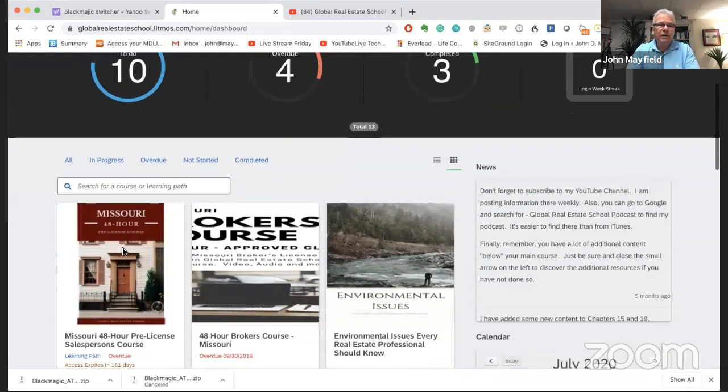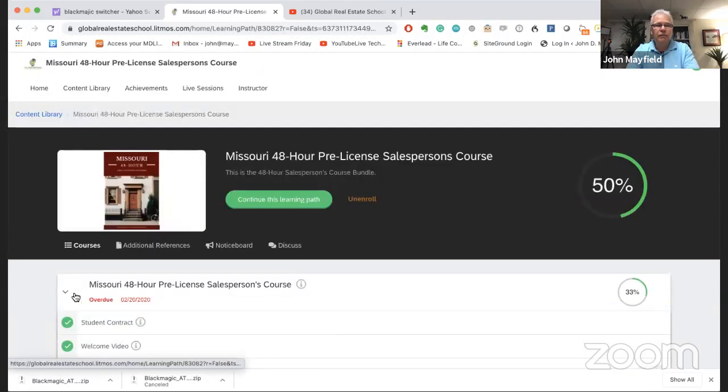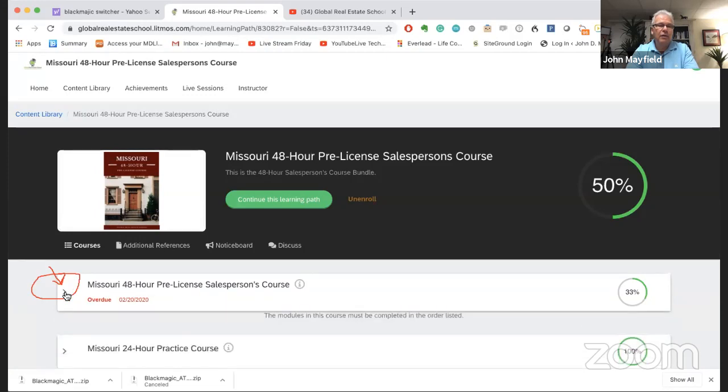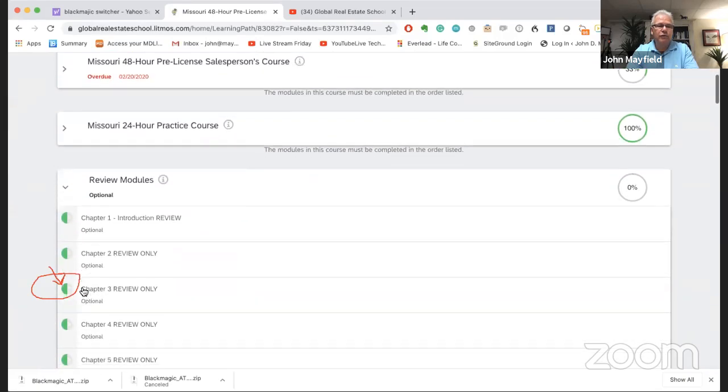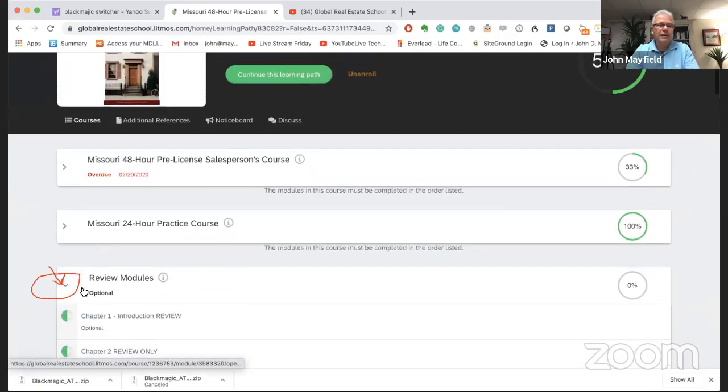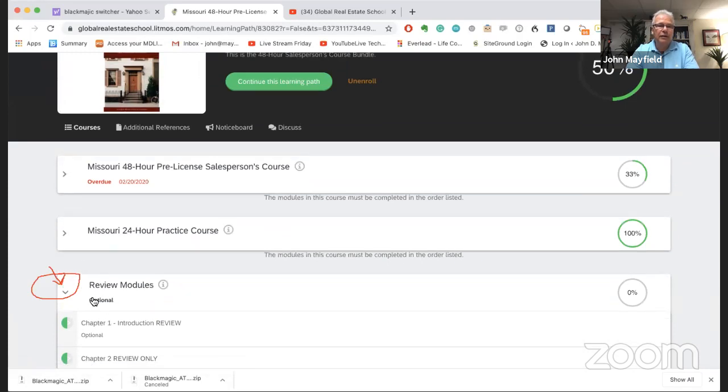However, if I mark it complete and you go into the main course, right over here, and I'm going to just annotate this so everyone can see this, draw with this little pin right here. Right here, you're going to see a little arrow button right there. And what I want you to do is close that arrow. So if you close the arrow, you'll notice that it shows you more courses down below. See that? And these are the review modules right here.